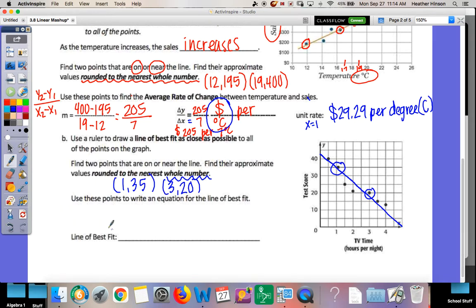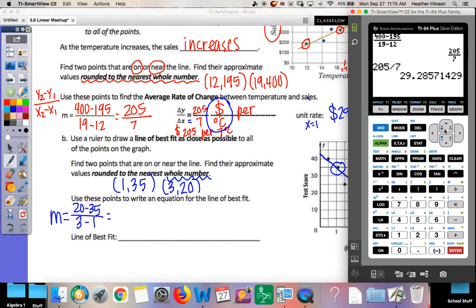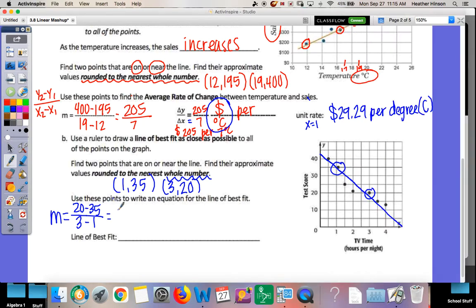Okay, so we need a slope to make an equation. So I'm going to do y2 minus y1 over x2 minus x1. I'll plug that in, over 3 minus 1. So I got negative 15 over 2.